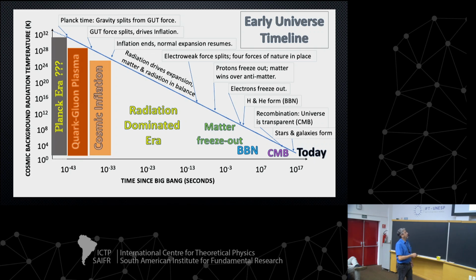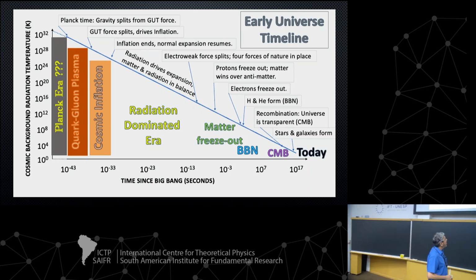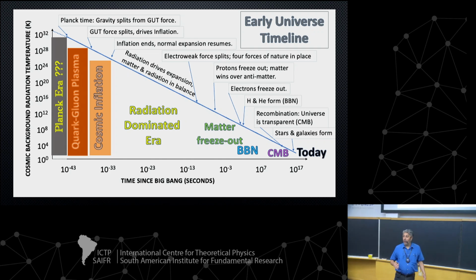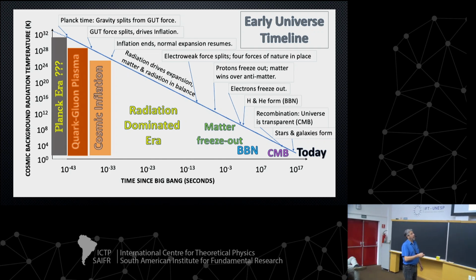Then you have this quark-gluon plasma. This is the epoch of inflation. This is a logarithmic time scale, so it really emphasizes the early universe here. We have the radiation-dominated era, and the matter. Then you get sort of matter freeze out as things expand fast enough. You end up with protons freezing out and then electrons freezing out.